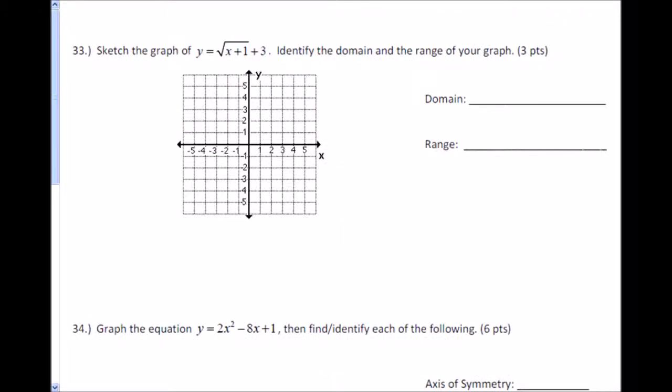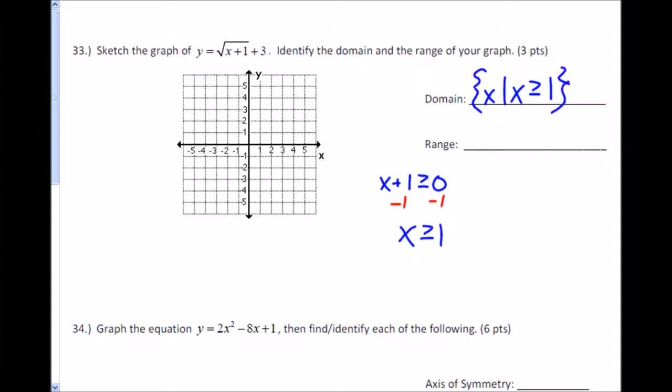Number 33, it asked me to sketch the graph of y equals the square root of x plus 1, plus 3, and identify the domain and range. So for this one, let's start with the domain. Remember, what's underneath the square root, the x plus 1, has to be greater than or equal to 0. I can't have a negative under the square root, so I solve this. I subtract the 1 from each side, so x has to be greater than or equal to -1. So that's my domain: x such that x is greater than or equal to -1.